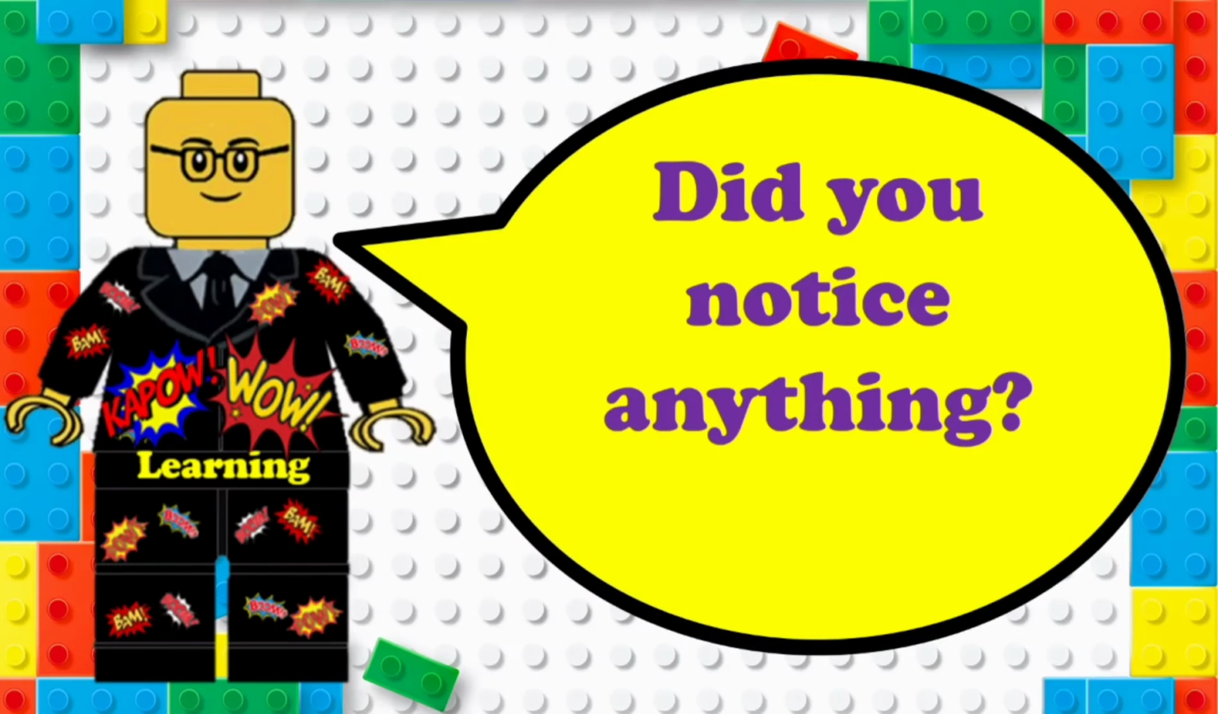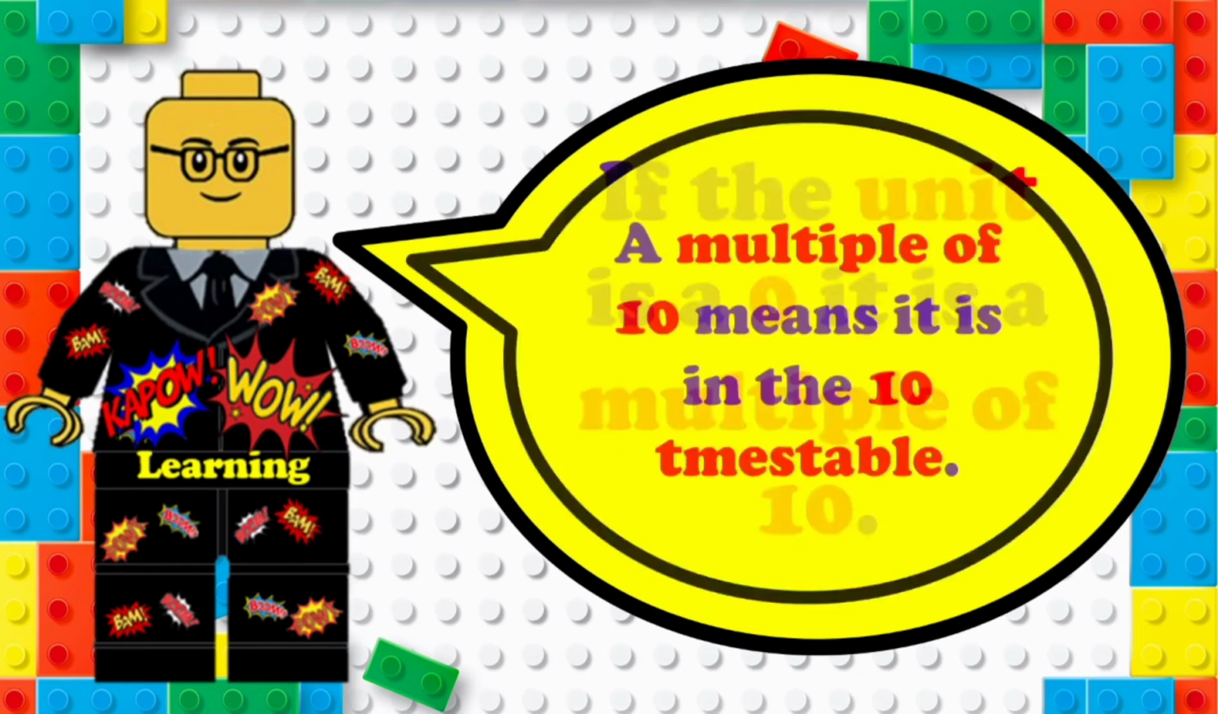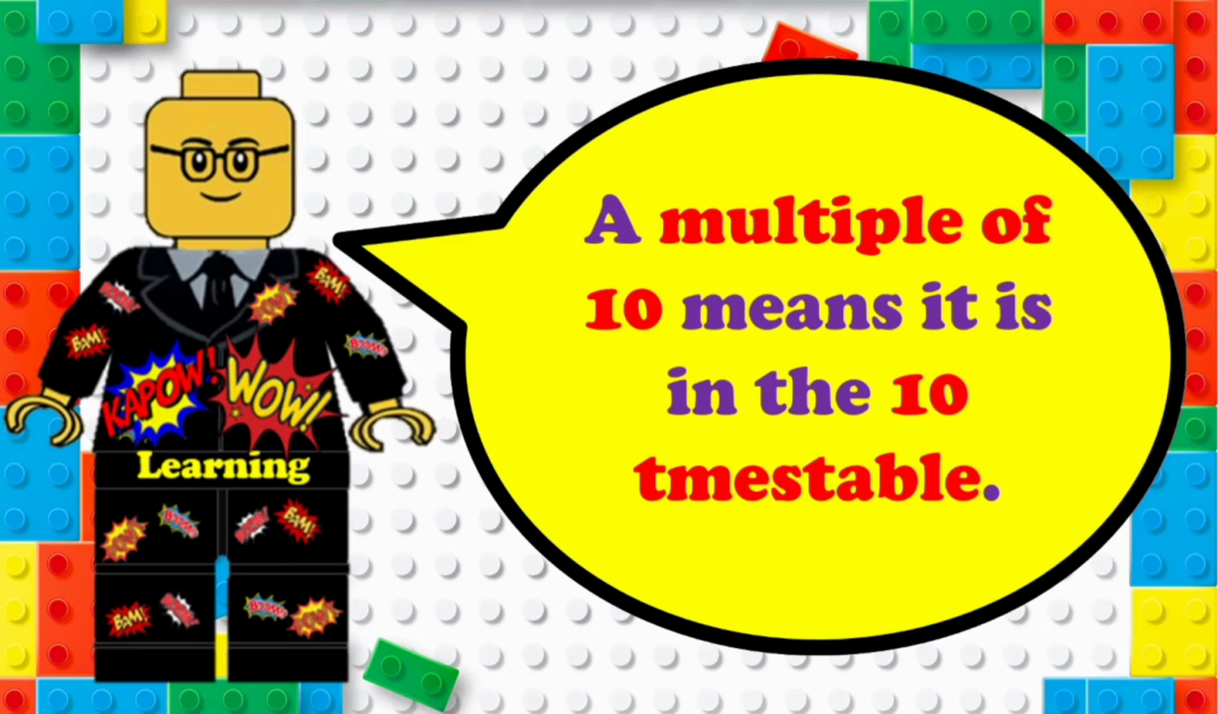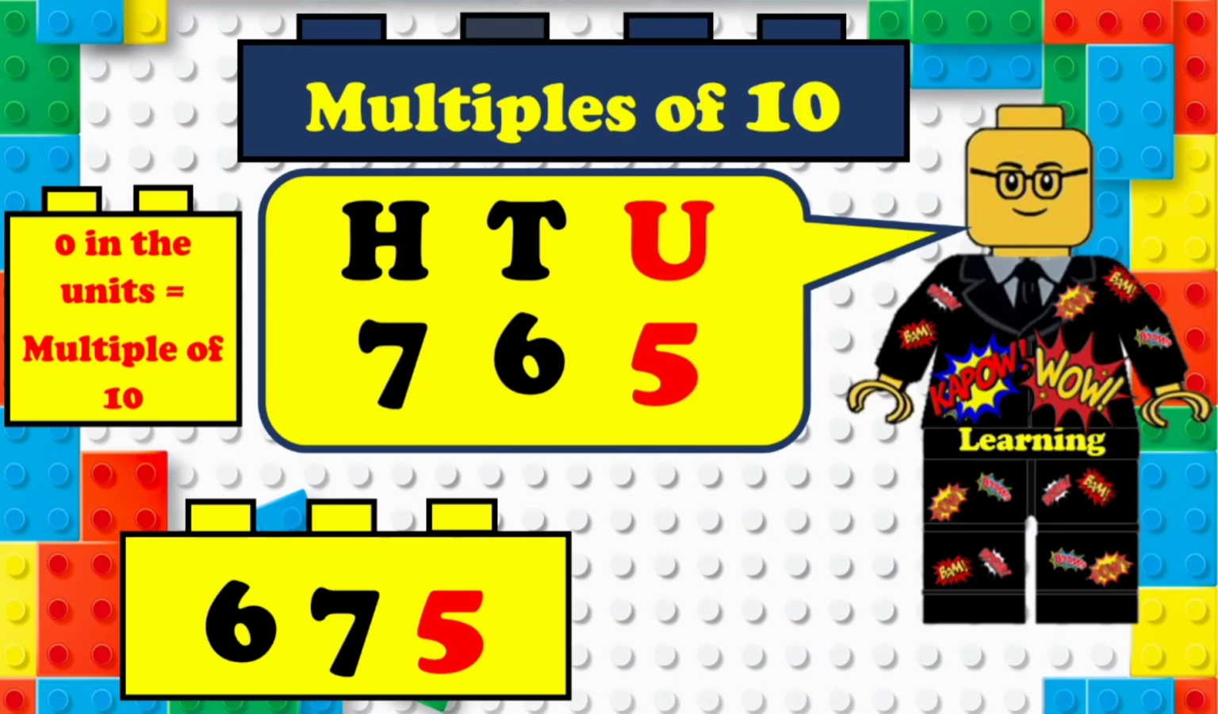Now, did you notice anything? If the unit is a zero, it is a multiple of 10. A multiple of 10 means it is in the 10 times table. But also, a multiple of 10 means it can be divided by 10.